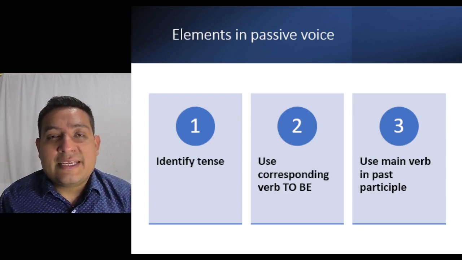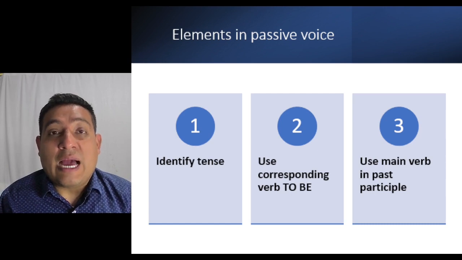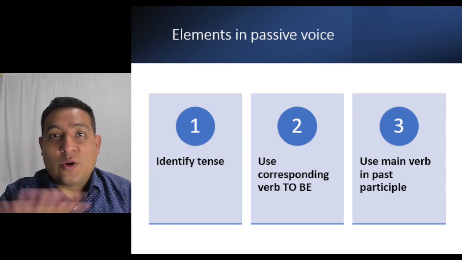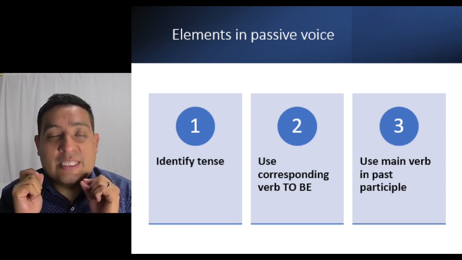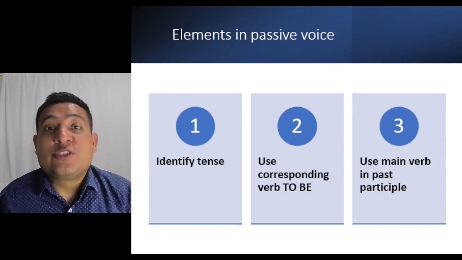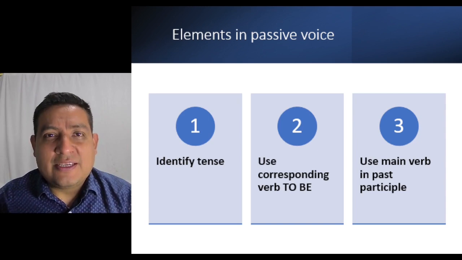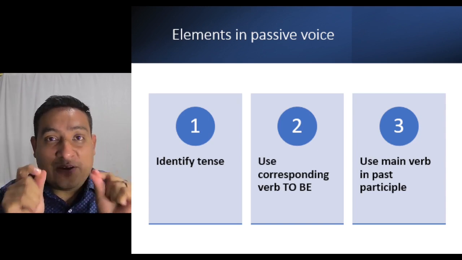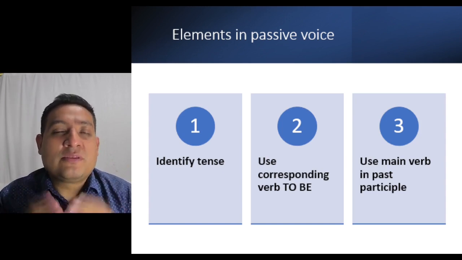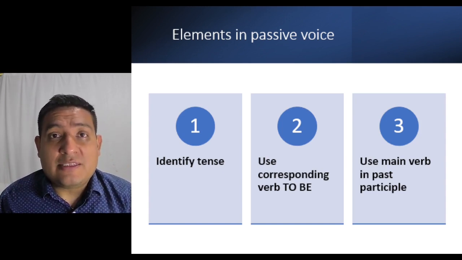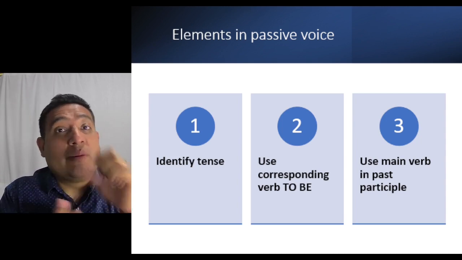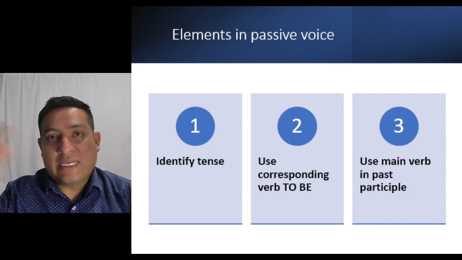Step number two is when you use a passive voice sentence, you have to use the verb to be. In all sentences in passive voice, you need the verb to be. And the verb to be corresponds to the tense you already identified. That's why it's important to identify first the tense you are using. In the second step, you're going to use the verb to be in the corresponding tense. It can be are, is, or was, or were, or will be, or has been, etc.